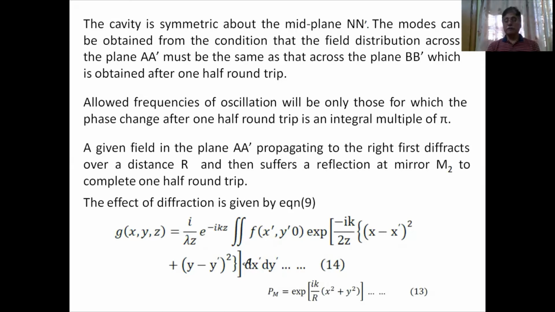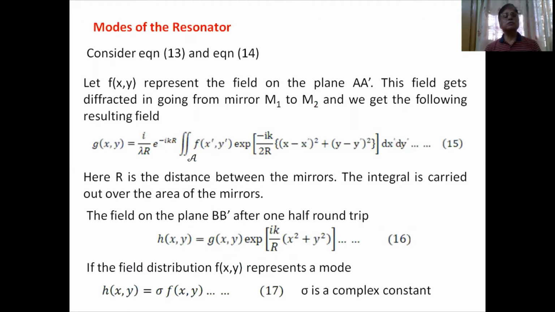And of course, the effect of reflection on the phase distribution was given by expression number 13, and if I quote, then it was P_m is equal to exponential i k by r (x square plus y square). So these expressions 13 and 14 we have already seen in the last lecture.